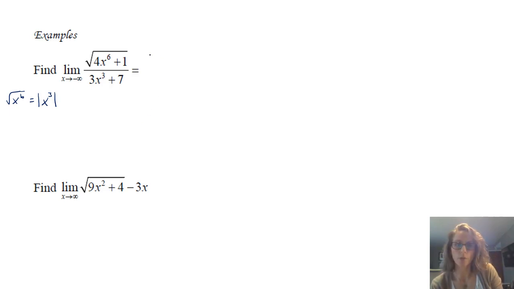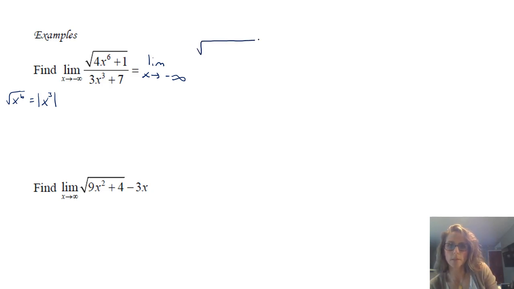And so we're still doing the same thing that we learned in the first video, which is to divide numerator and denominator by the term with the largest degree in the denominator, or just the variable part. So in this case, it's x cubed. So I'm going to take 4x to the sixth plus 1, and divide it by x cubed, and then in my denominator I'm going to take 3x squared plus 7, and divide it by x cubed.